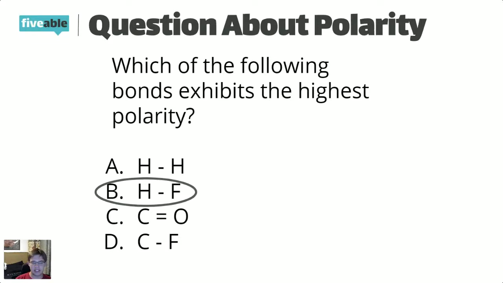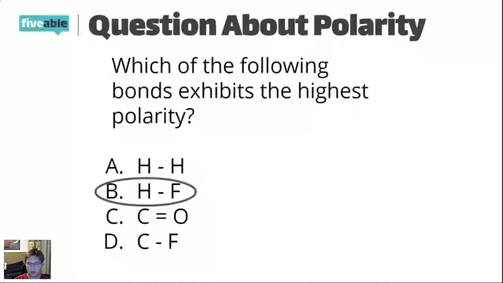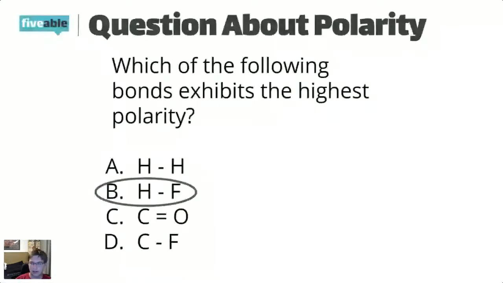And then looking at D, carbon bonded to fluorine, the same thing applies, where carbon has a higher electronegativity than hydrogen does, and so hydrogen bonded to fluorine will have the highest polarity out of the four. So does that make sense to you guys? Do you understand this question? Could you answer it on your own?